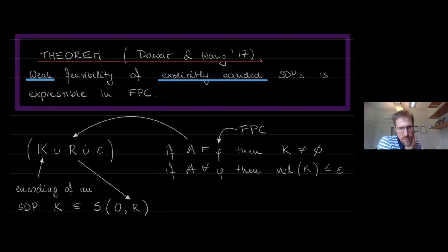This fact that the SDP is contained in this ball of radius R, whatever that means, is that like a promise, or is that something you can verify, or are we just operating under the assumption that this is true? We are operating under the assumption that this is true.